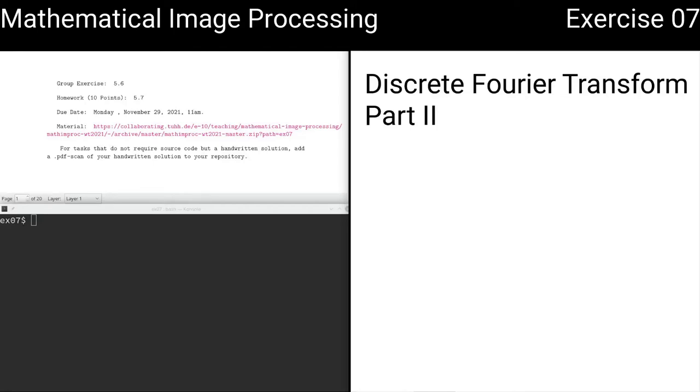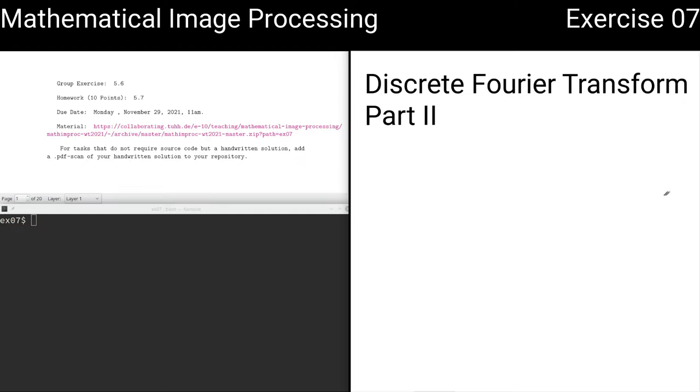And welcome everyone to now the seventh exercise of mathematical image processing. This time we are going to recall some of the things we saw last week on the discrete Fourier transform and do some further stuff in order to get a better understanding of how the discrete Fourier transform works, because in the end, what you also saw in the lecture, we want to use a frequency analysis in order to, for example, smoothen up our images.